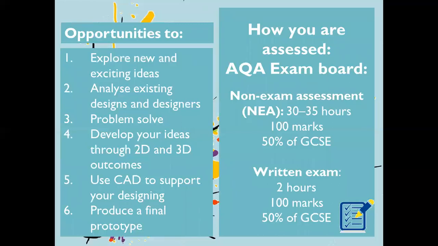Your assessment will be a body of work called a non-exam assessment. It is roughly 30 to 35 hours and it's worth 100 marks. It's 50% of your GCSE. There is also a written exam, which is a 2-hour exam. It's worth 100 marks, and that is 50%. Both together will make up your qualification.